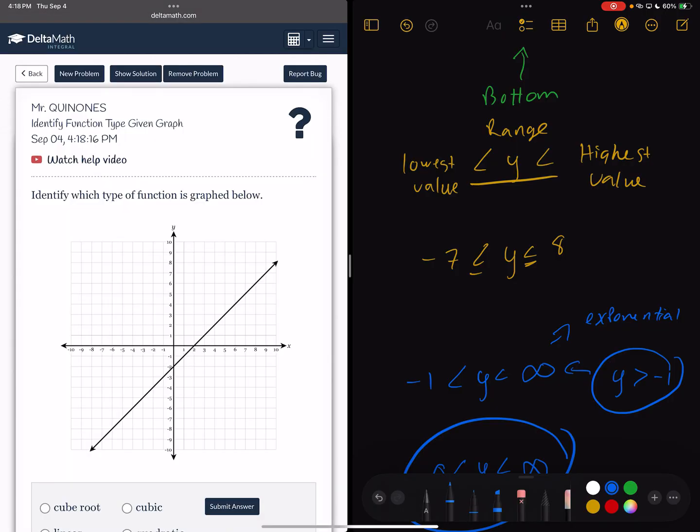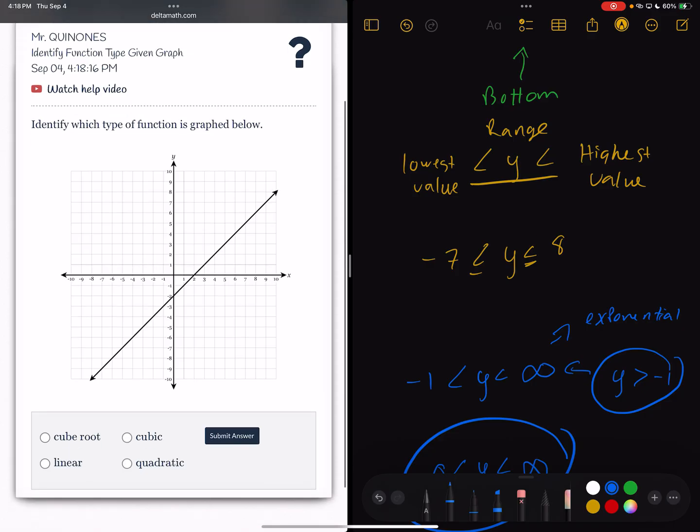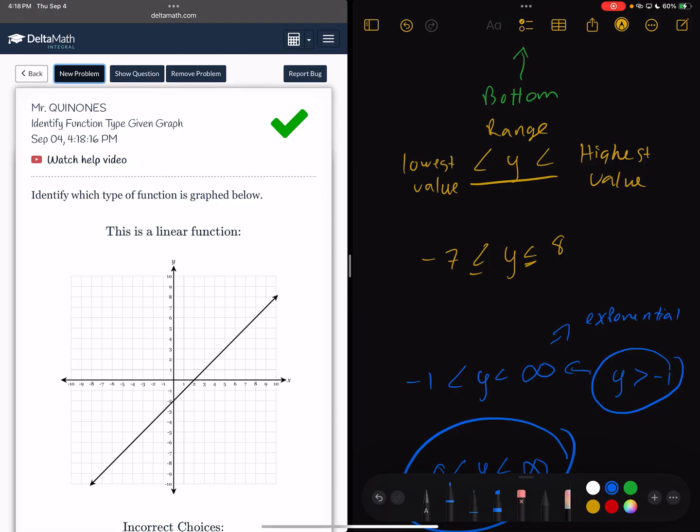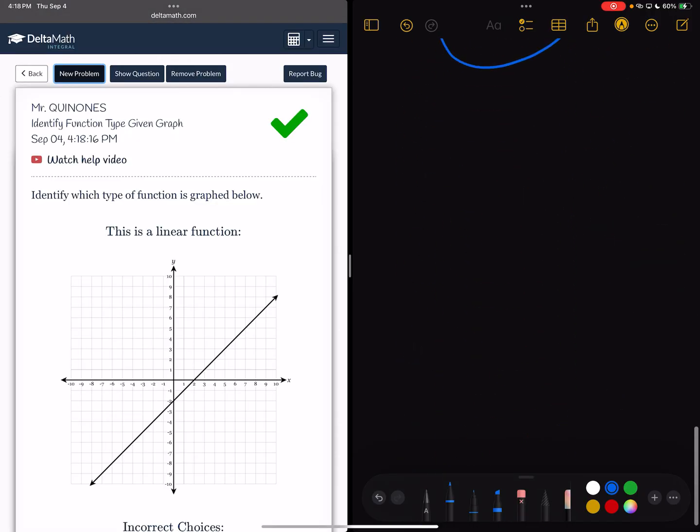Last one. What type of function is this? It's a line. I told us to remember something specifically. It's a linear function. Right? Now, if you want, this is how I've done it in the past. If I'm looking for linear, I think of L for line.